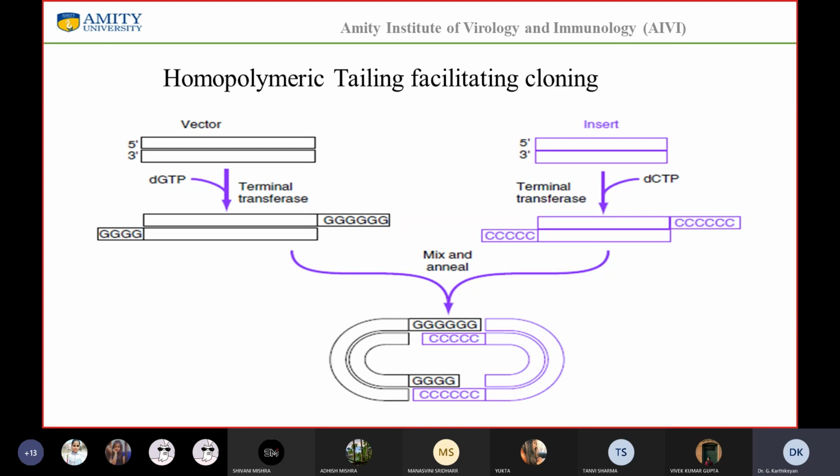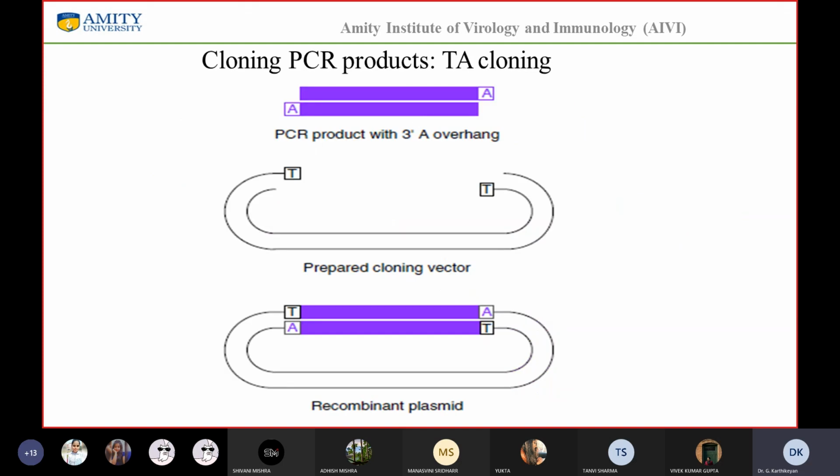Okay. Ligase by far is the most commonly used, but in the beginning, people also used this process called homopolymeric tailing. Okay. Then another one we saw briefly last time, that when you do a PCR, when you amplify any gene by PCR, the Taq polymerase has this ability to add one A at the 3' end of every product. You will have a single A, okay, a single adenine nucleotide.